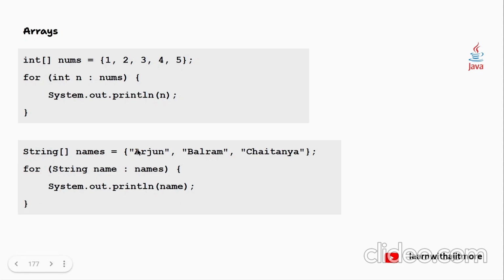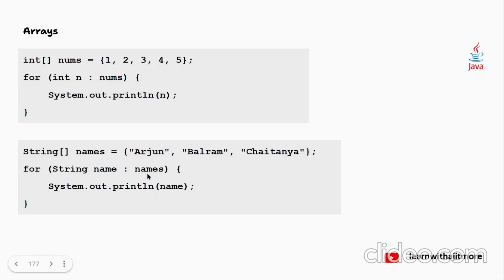You are traversing. What is the type of each element in the array? Array का एक एक element का type क्या है? String. इसलिए ये temporary variable String. In this array, what is the type of each element? Integer. Therefore, your temporary variable is integer. Get it? So each element in the array is an integer. Therefore, here I wrote int. Each element is a string. Therefore, I wrote temporary variable string.